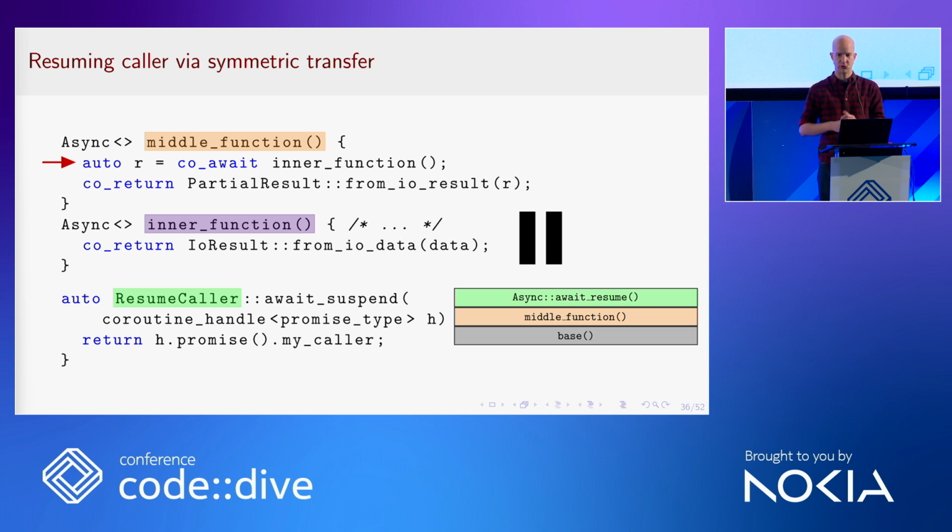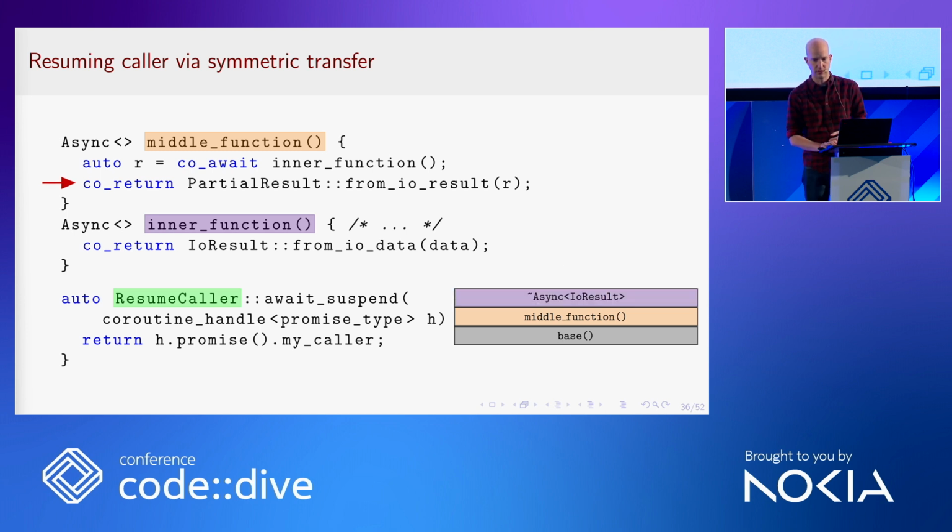And now the middle function resumes. So await resume is called on the awaitable. This takes care of propagating the return value back out. And now we're back in the body of the middle function. It can continue moving on.